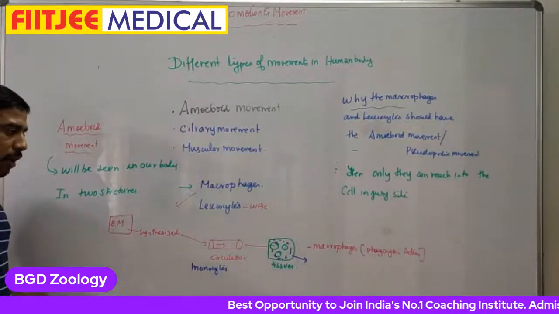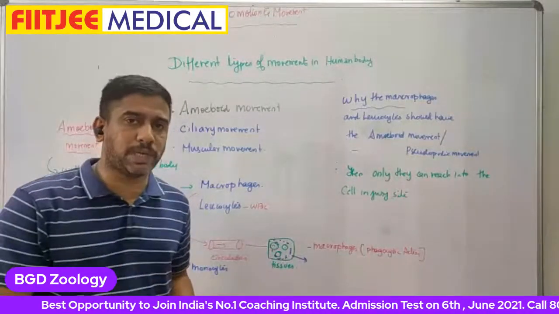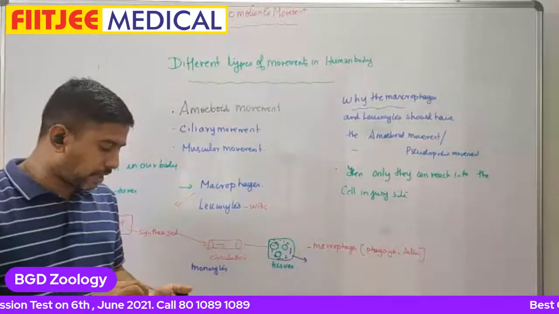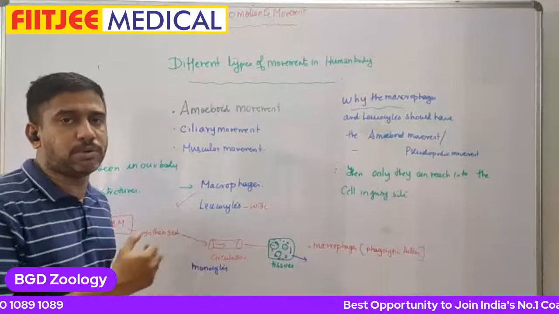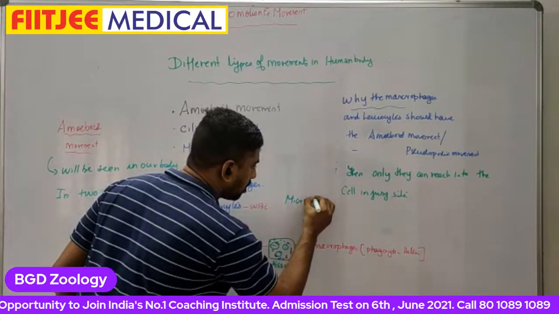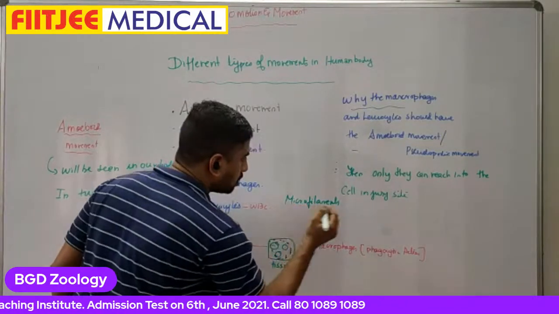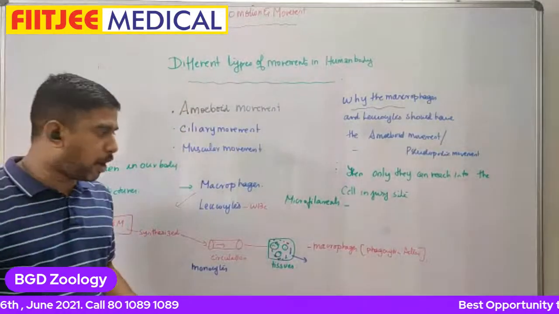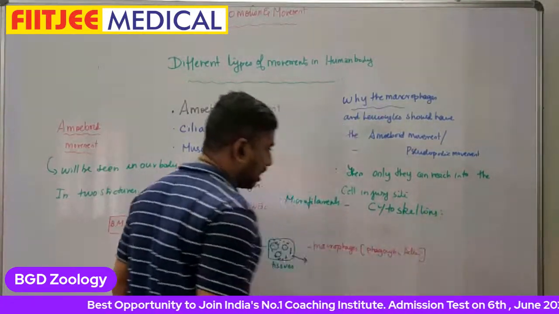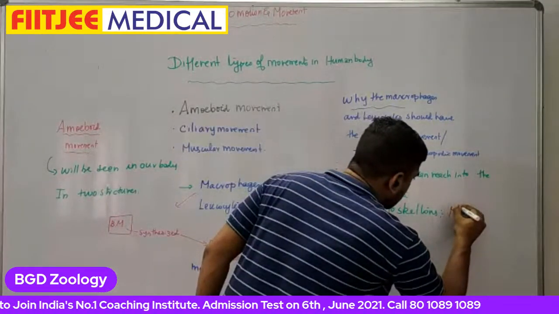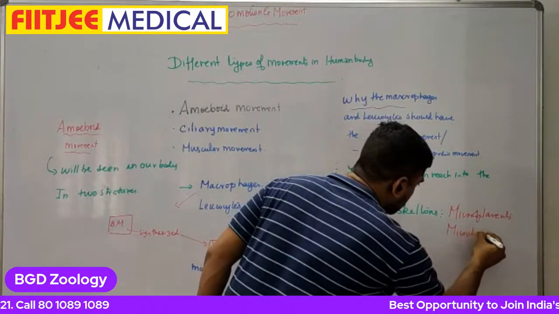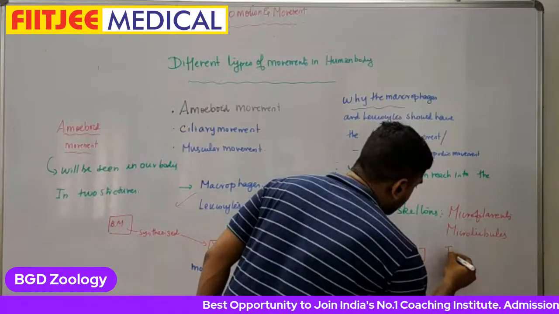Now the question here it is, how this leukocytes in general and the macrophages specifically, how this amoeboid movement is possible, that we have to understand. The reason behind why the macrophages and the general leukocytes, the amoeboid movements are possible, it's because of microfilamental structures. So it's because of microfilaments. You might have heard about the cytoskeletons. Cytoskeletons, there are three types. One is called microfilaments. The other one is called microtubules. The other one we call it as intermediary filaments.